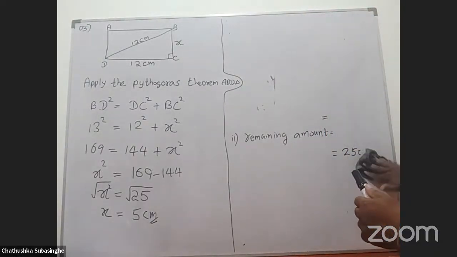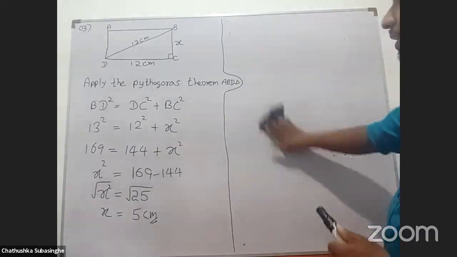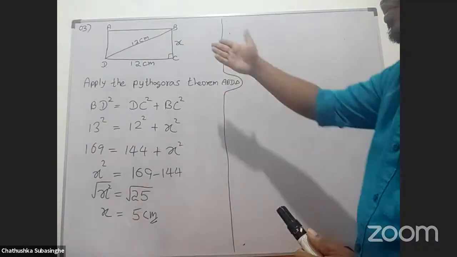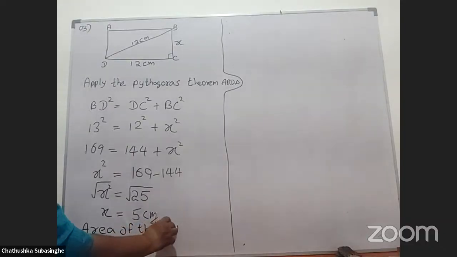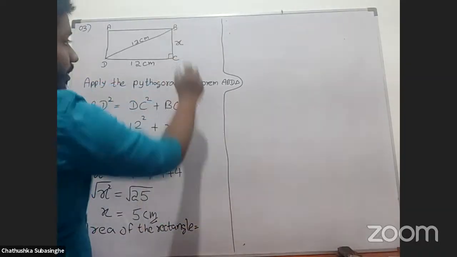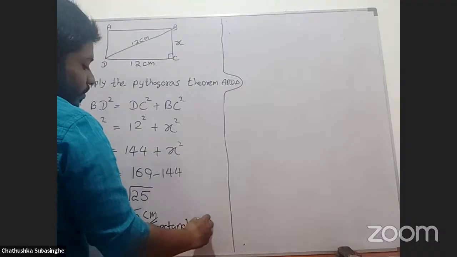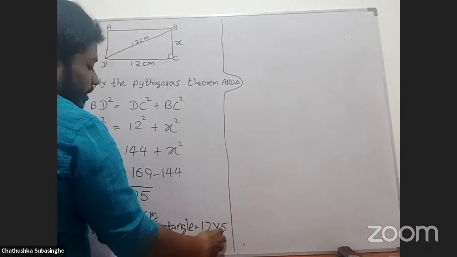So Roman number 2, it's asking the area of the rectangle. So actually it's pretty easy. You know it's 12 and 5, so we can find the area of the rectangle. I'm going to do it in here itself. Area of the rectangle equals length is 12, breadth is 5, so it is length into breadth, which is 12 into 5. So the answer should be 60 centimeters square.